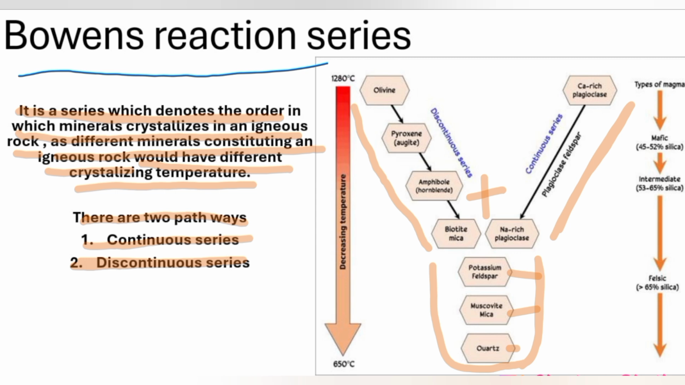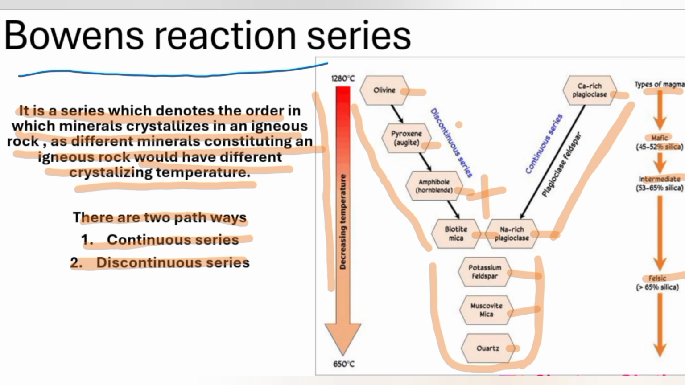Then what we have to tell is that there is olivine, pyroxene, amphibole and biotite in the discontinuous series, and also there is calcium rich plagioclase and sodium rich plagioclase in the continuous series. The temperature is given on the left hand side, from 1280 decreasing to 650 degrees Celsius. That is the temperature range. And on the right hand side, the types of magma, that is mafic, intermediate, felsic, are given.